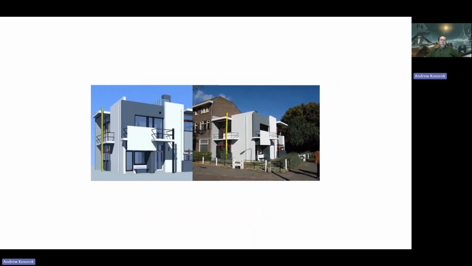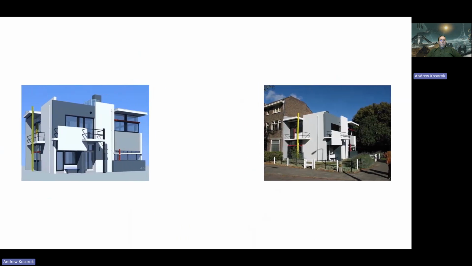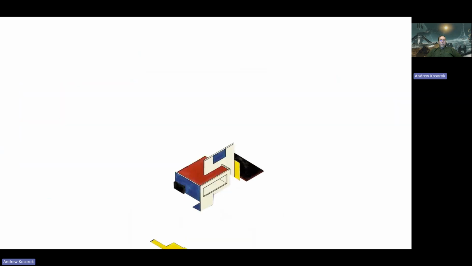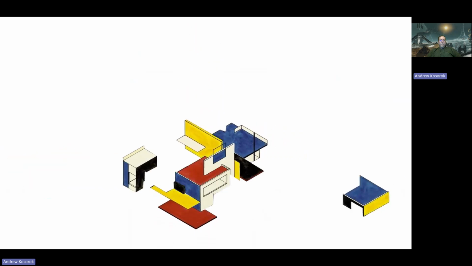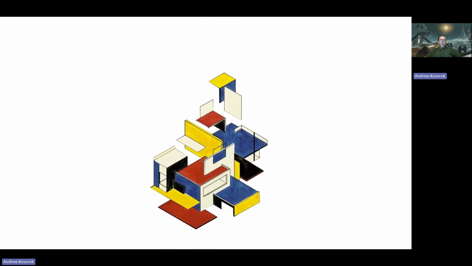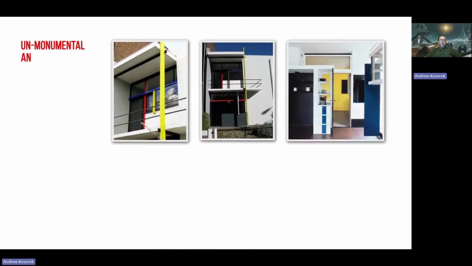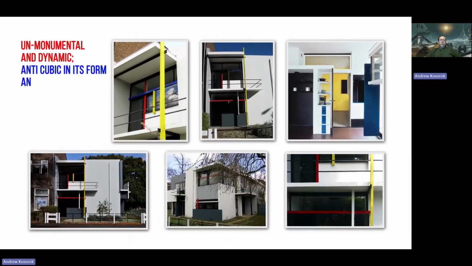One of the most famous Stijl architectural works is Schroeder House, designed by a Dutch architect called Gerrit Rietveld. The house was built with respect to essential points of plastic architecture defined by the movement. Its shapes are elementary, economic, and functional. It is also unmonumental and dynamic, anti-cubic in its form, and anti-decorative in its color.